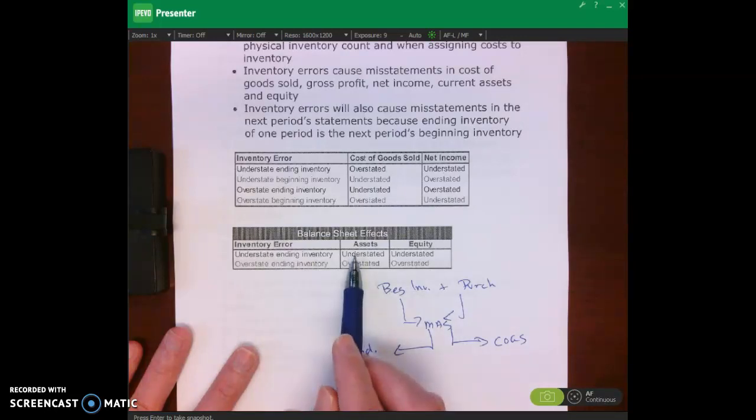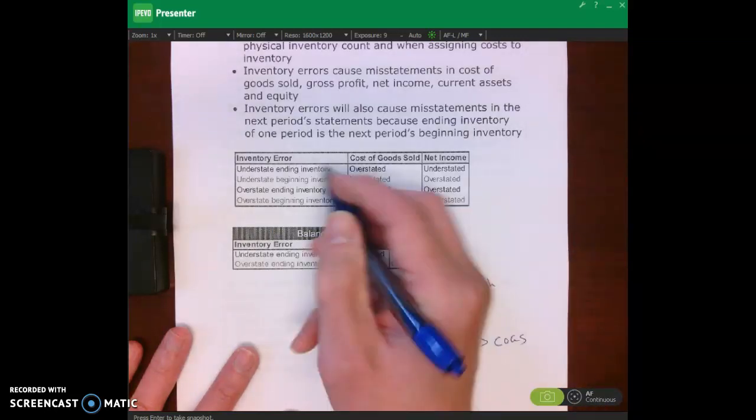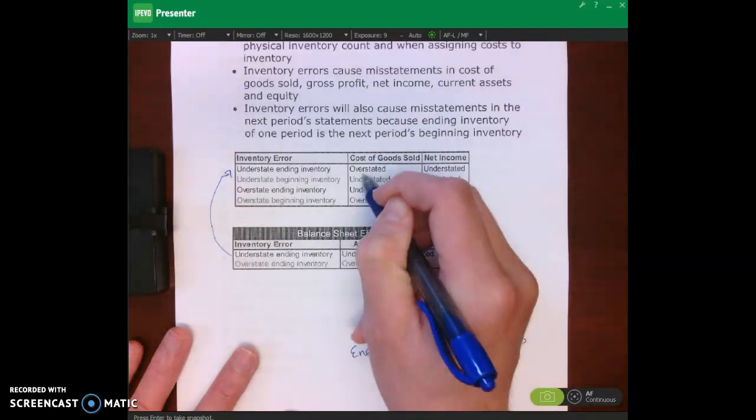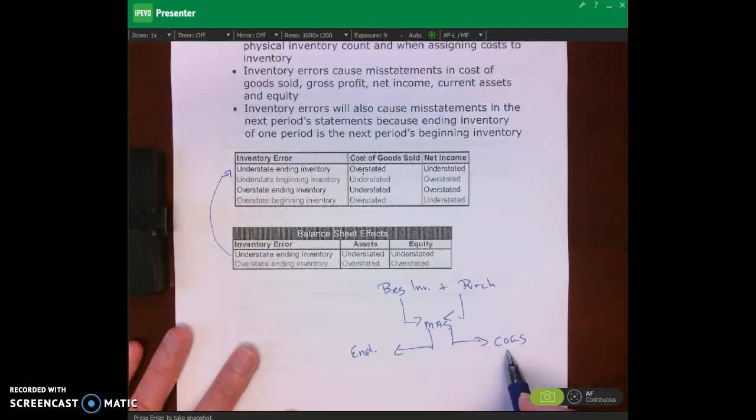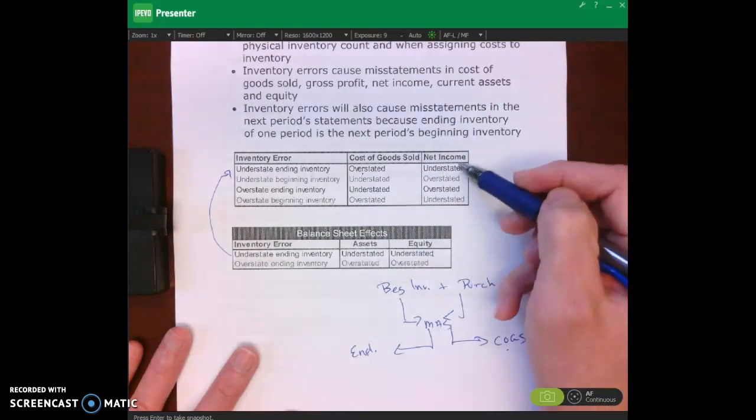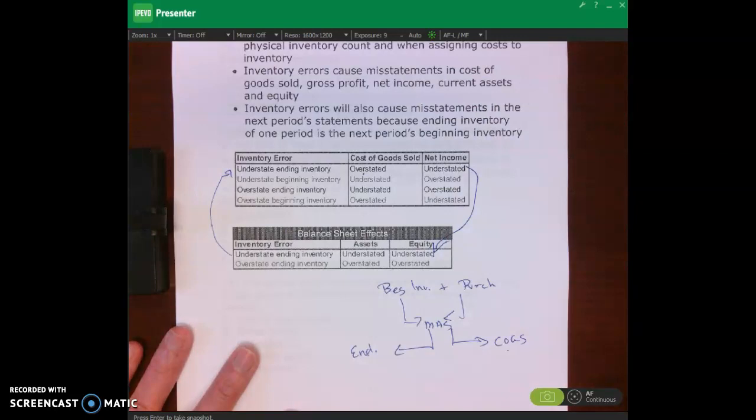In terms of the balance sheet effects, if I understate ending inventory, this number is too low. That means our current assets are too low, right? And that means equity is also understated. Why is that? Well, let's look at this. Understate ending inventory. Look at what happens to cost of goods sold. It's too high. Cost of goods sold is too high. That means net income is too low. That means equity is also low.